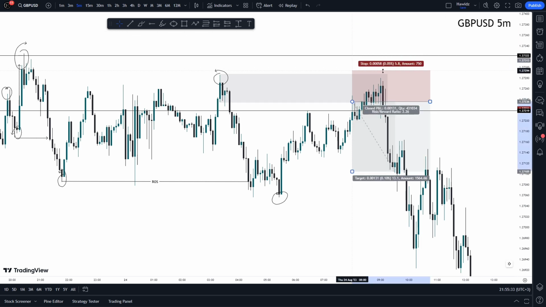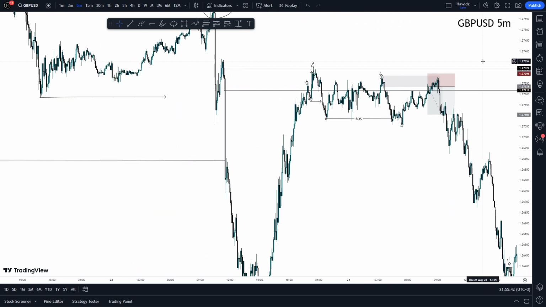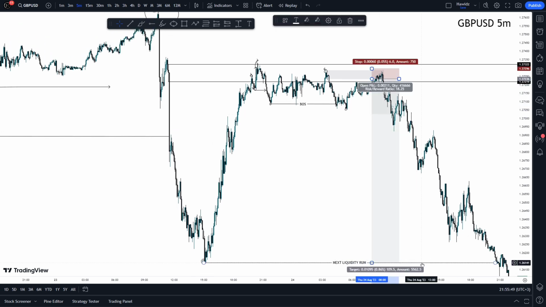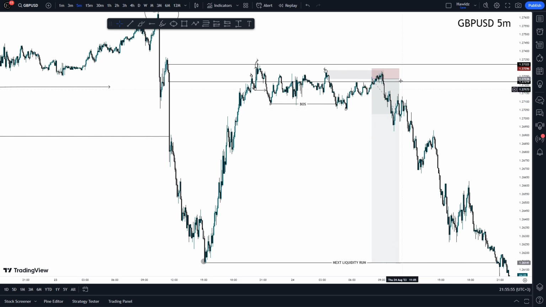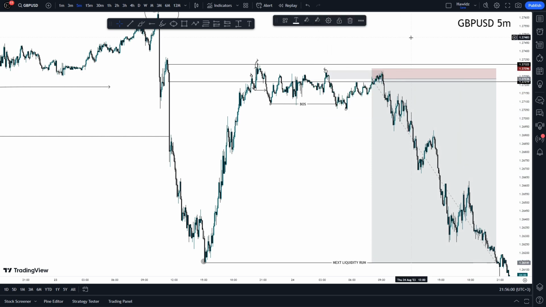Our stop loss was just slightly above this high here, making it a 6 pip stop loss, and of course we were targeting the lows as usual. Our next liquidity run is and always will be our take profit target. So there we had it, a 1 to 18 RR trade, and that's how beautifully it played out. From there, price just decided to fall off the face of the earth. A brilliant and very magnificent trade on pound USD today.